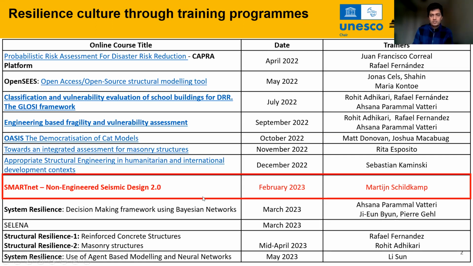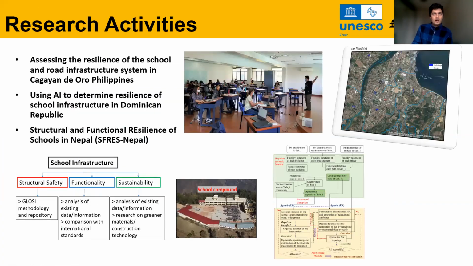And in the coming months, we have a series of courses, as you can see on the screen. Besides these educational seminars and talks, we also have ongoing research activities within the UNESCO Chair. We have mainly 3 projects currently: assessing the resilience of the schools and road infrastructure in the Philippines, using artificial intelligence to determine the resilience of the school infrastructure in the Dominican Republic, and the structural and functional resilience of the schools in developing countries like Nepal.